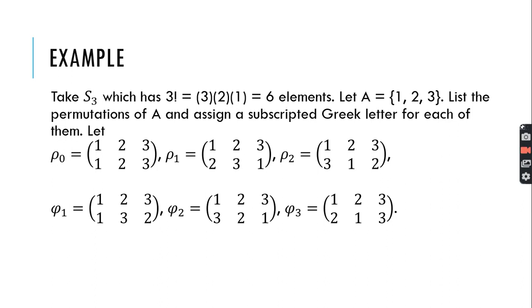Also, we let phi sub 1 be the permutation 1, 3, 2. Phi sub 2 equals 3, 2, 1. And phi sub 3 equals 2, 1, 3. Take note that this group is not abelian.